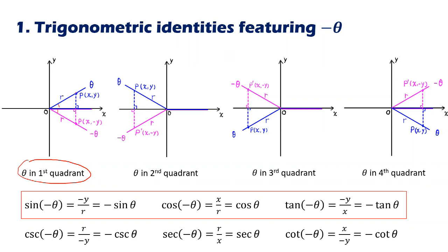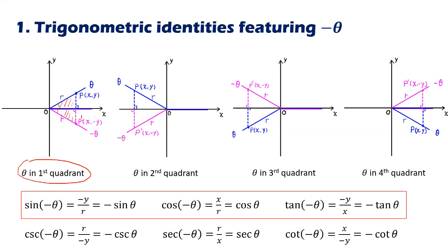And if we have a point on the terminal side of theta with coordinates x and y, and the distance between this point and the origin point O is r, and we know that in the angle minus theta, the corresponding point P prime must have coordinates x and minus y, right? Because these two triangles here are congruent, right?